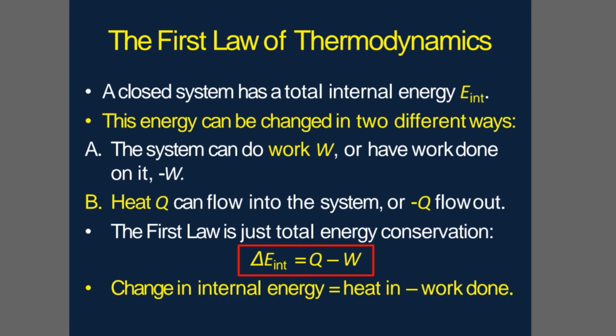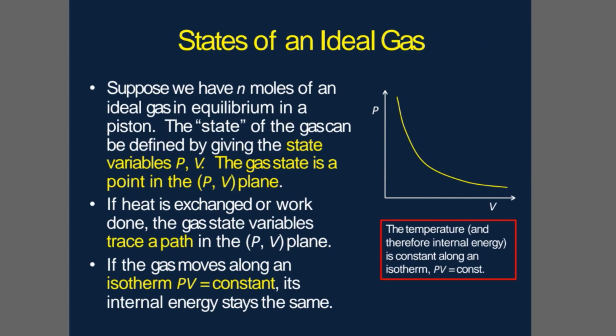The first law of thermodynamics. A closed system has a total energy, internal energy, given by E int. This energy can be changed in two different ways. The system can do work W, or have work done on it, minus W. Heat Q can flow into the system, or minus Q flow out. The first law is just total energy conservation, where delta E int equals Q minus W. Change in internal energy is heat in minus work done.